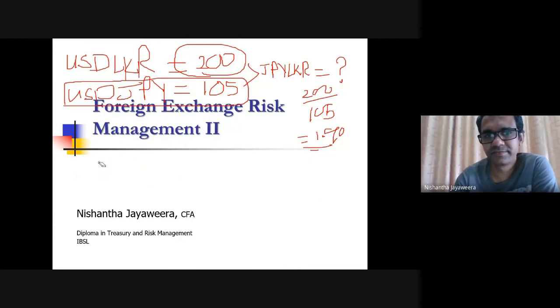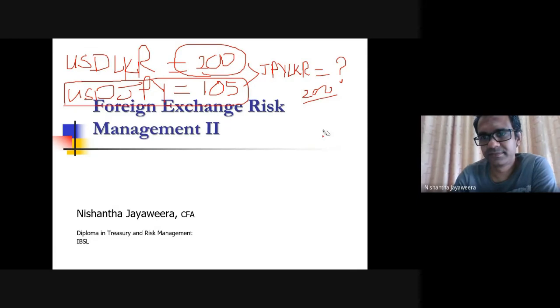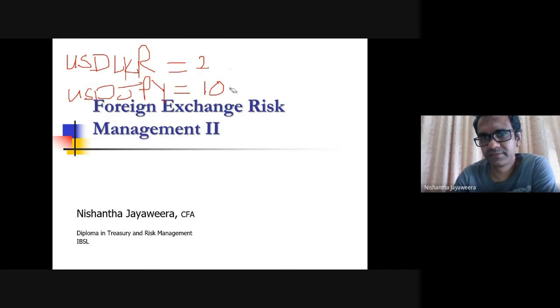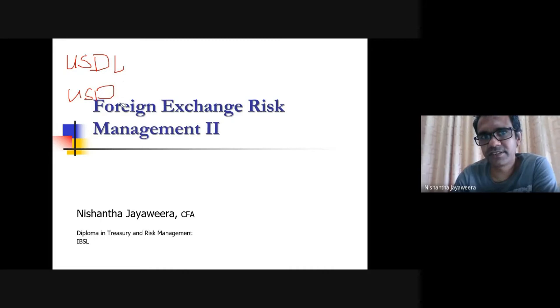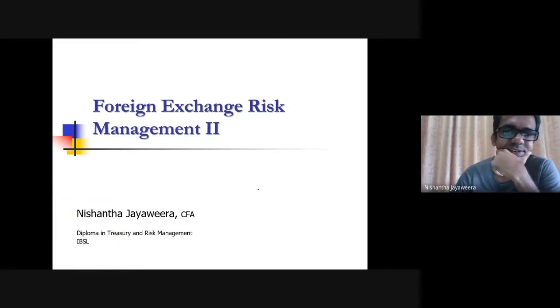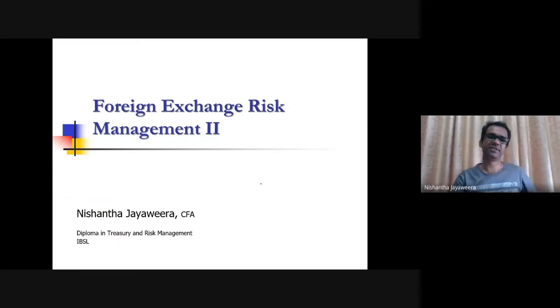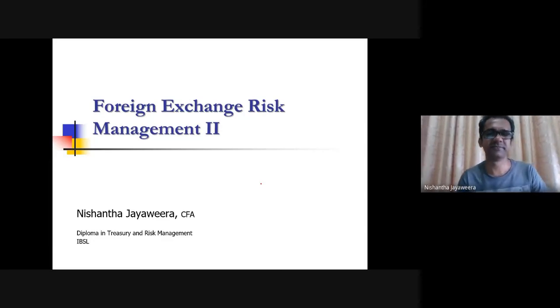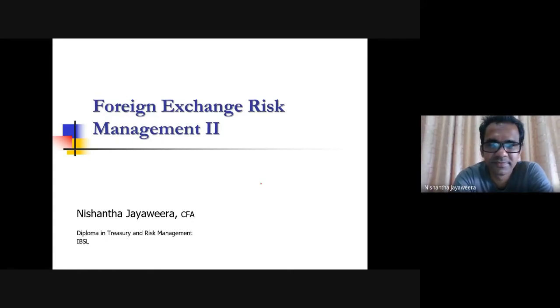Anything else? Compare the Korean won exchange rate and the Sri Lankan one, dollar Korean won and dollar rupee, and see what the two exchange rates are and in which country the living standard is high. Anything else?